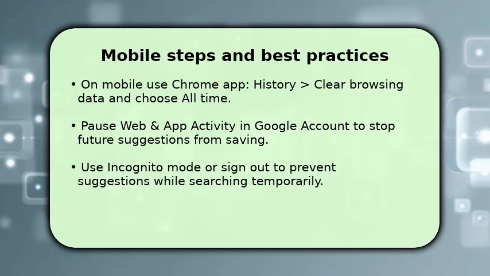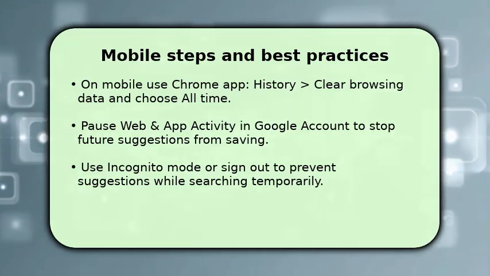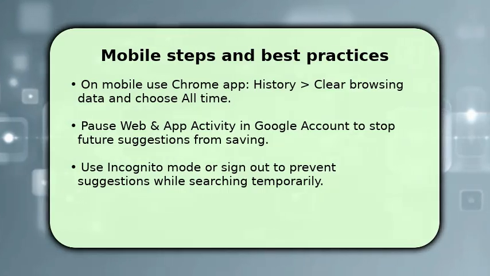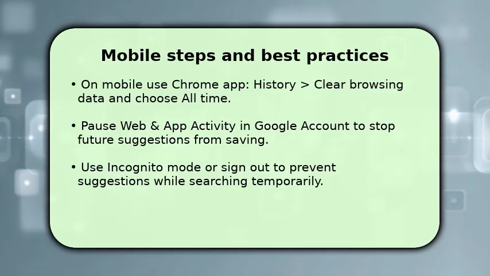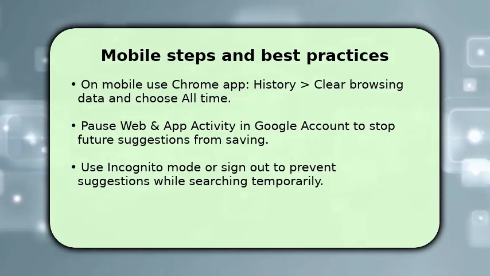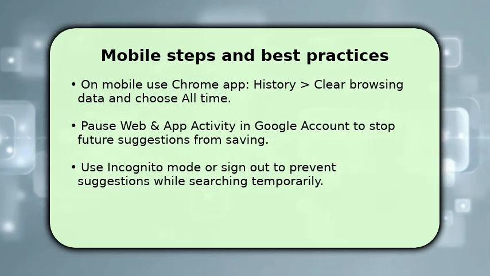On mobile, open the Chrome app and go to History, then Clear Browsing Data. Choose All Time and include cookies and cached images and files. To remove account suggestions, open Google account settings and pause web and app activity. Pausing stops future suggestions from being saved until you resume.